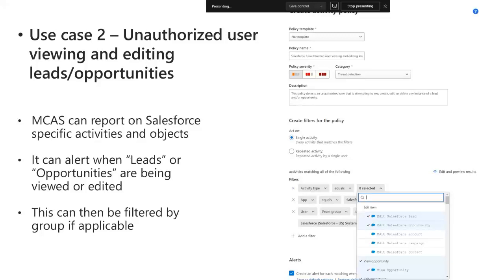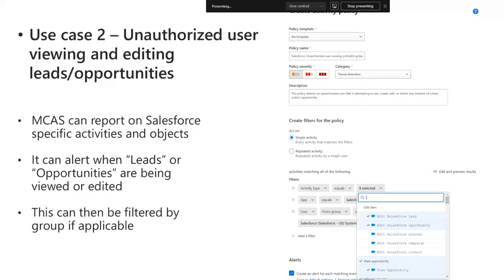You can filter the users by user group, or you can even add repeated activity, a filter that will filter only activities of a user that repeat in a time frame more than the number of times you desire. For example, if you want to catch edit and viewing of leads or opportunities within a time frame of 30 minutes or 1 hour, and you want to alert only if these activities exceed 10 activities in 30 minutes, you can configure this specific configuration.